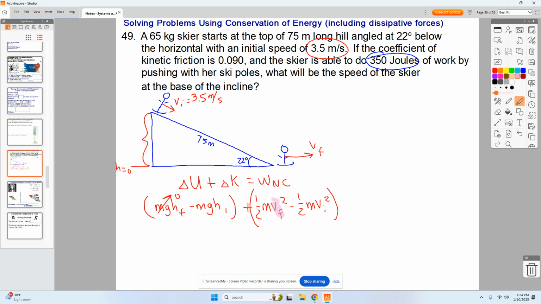Let's do the all-important right side of this equation. It's equal to work non-conservative. There are 2 things that are non-conservative that are doing work. One of them is what? One of them is the person, right? The person's doing 350 joules of positive work.